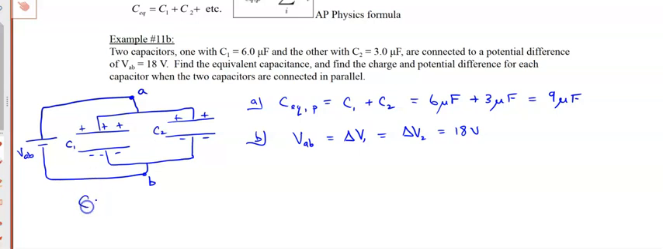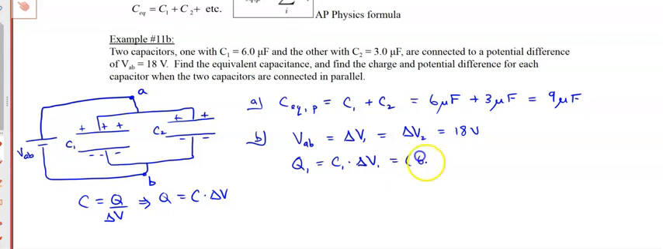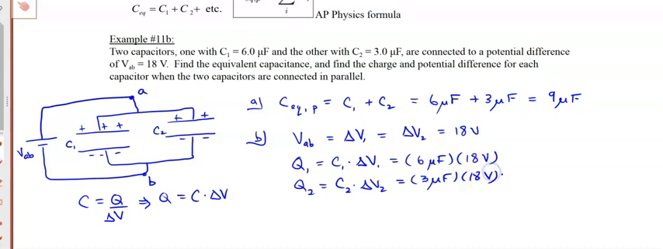Okay, and if you recall, capacitance equals charge divided by voltage. So if we want to find the charge, we can take the capacitance and multiply by the voltage. So the charge on capacitor 1 will be equal to capacitance 1 multiplied by its voltage. So this is going to be 6 microfarads multiplied by a voltage of 18 volts. Similarly, the charge for capacitor 2 would be C2 times delta V2, and it'll be 3 microfarads multiplied by 18 volts.